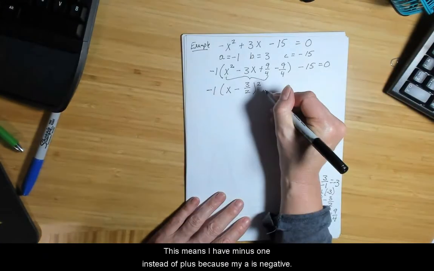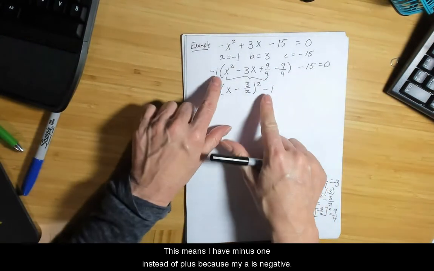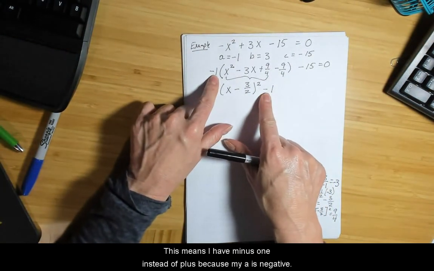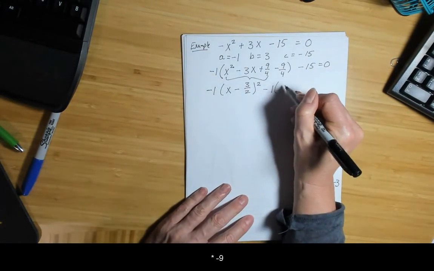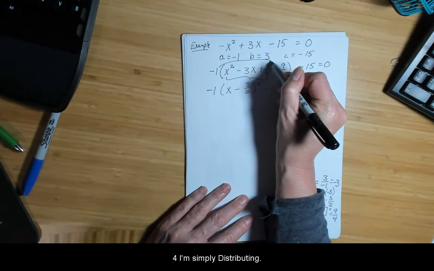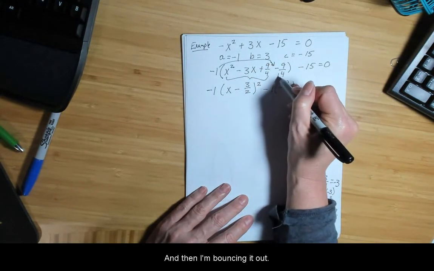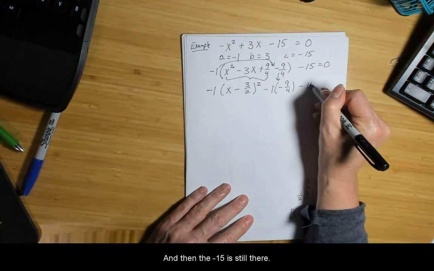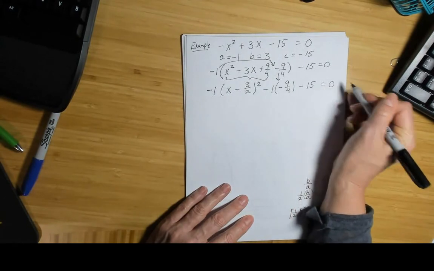This means I have minus 1 instead of plus, because my a is negative, times negative 9 over 4. I'm simply distributing, and then I'm bouncing it out. And then the minus 15 is still there.